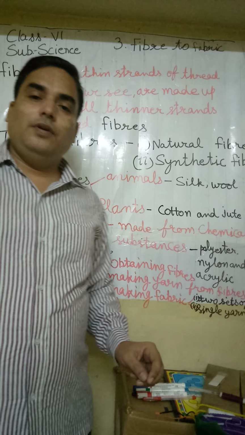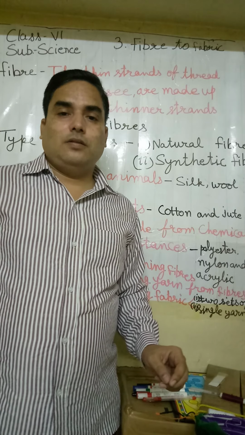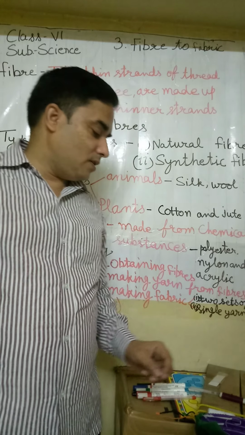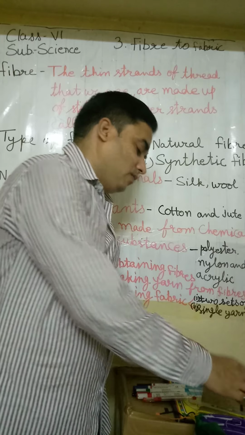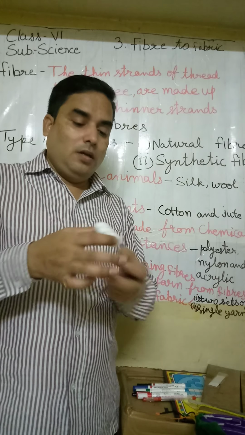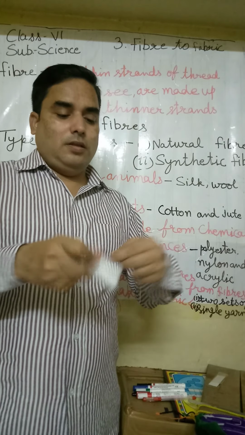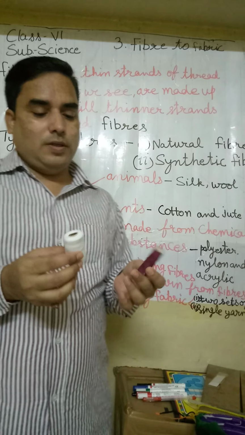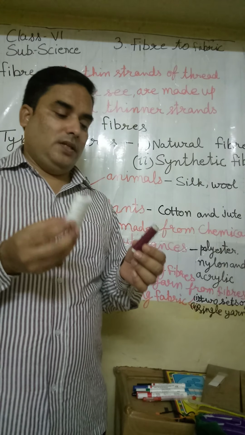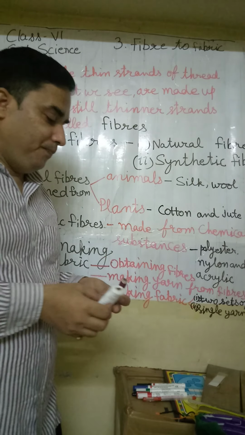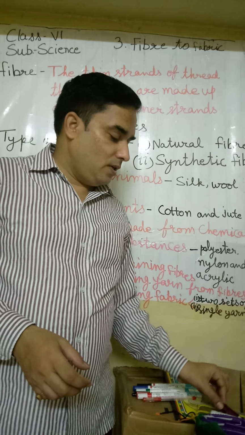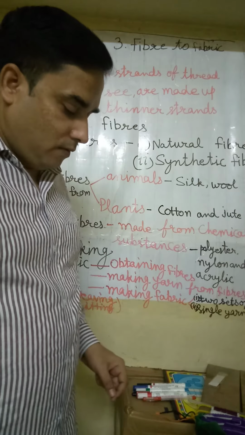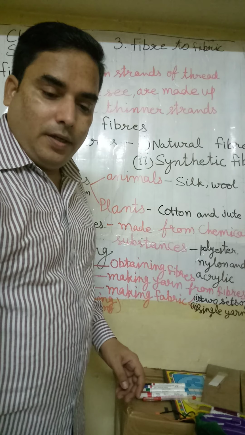In weaving we use two sets of yarn. Two sets of yarn means this is one set of yarn and this is a single yarn, this is another single yarn. So you can see here, we use two sets of yarn. I will show you one activity here also for making fabric.